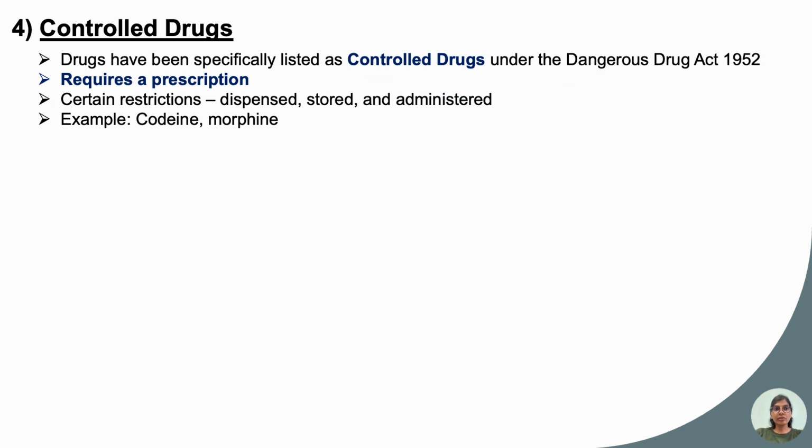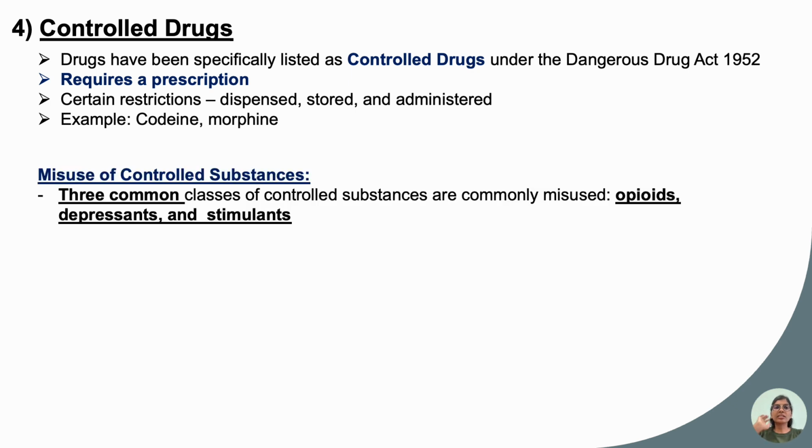Now the last one, controlled drugs. They are under the Dangerous Drug Act of 1952. This one definitely requires a prescription, and it's actually stored in a very controlled environment. Not everyone has access to it. Examples of these are codeine and morphine.